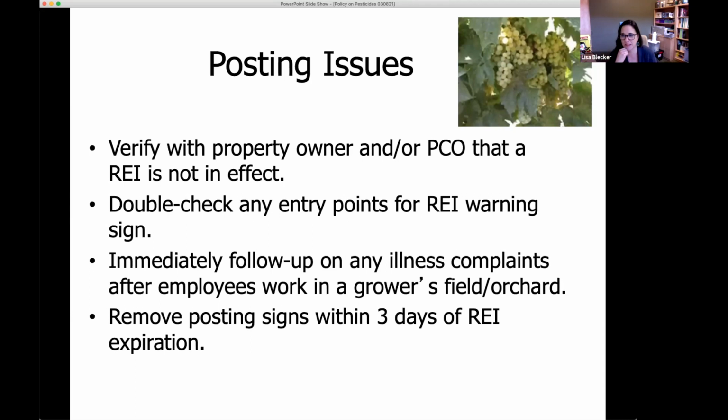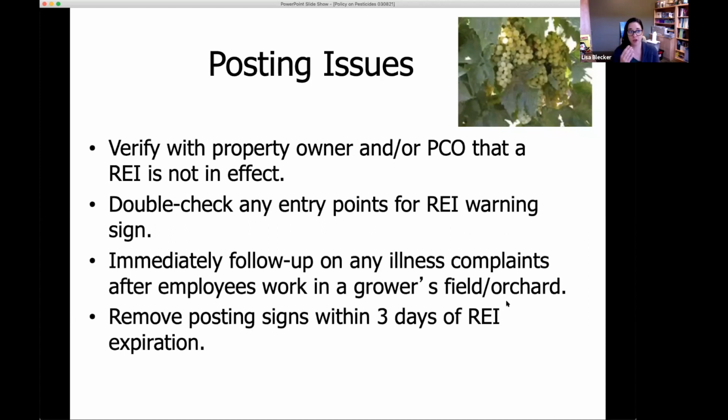You don't have the PPE. You don't know anything about the pesticide. So double check any usual points of entry for REI warning signs. But please remember that we don't always have to post a warning sign, only in certain circumstances. So you could be walking into a field that has an REI in effect, but there's no warning sign. So you don't always know.